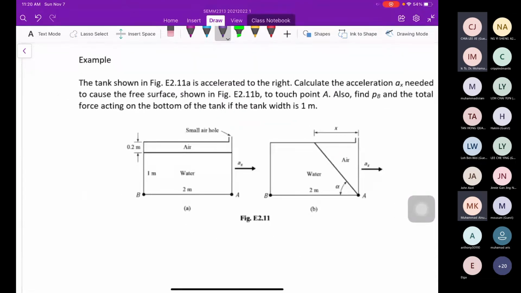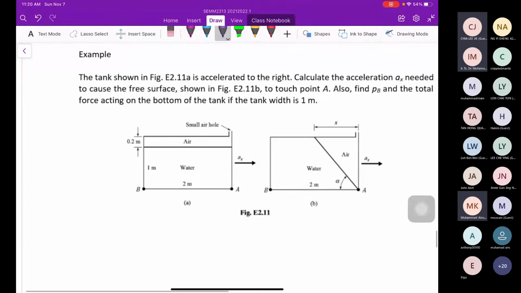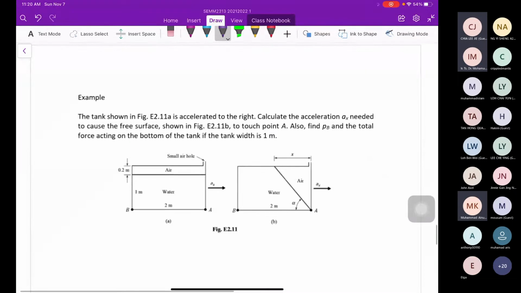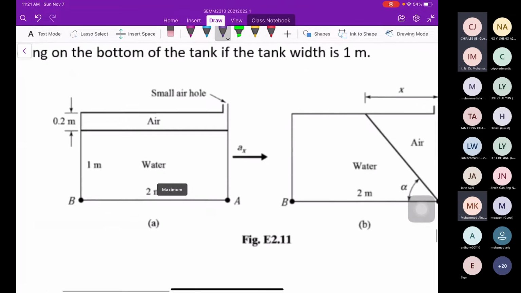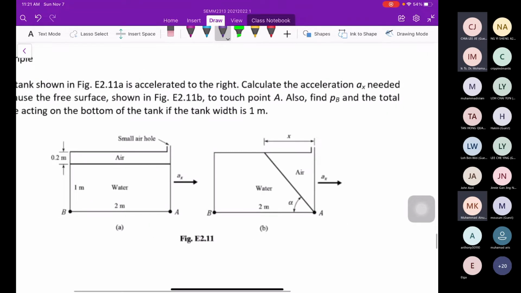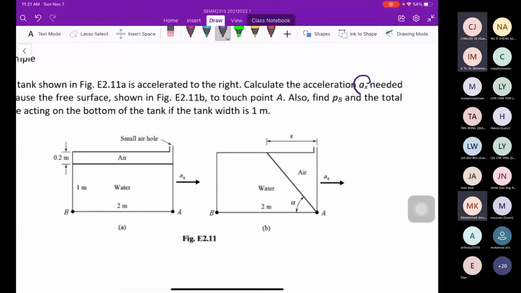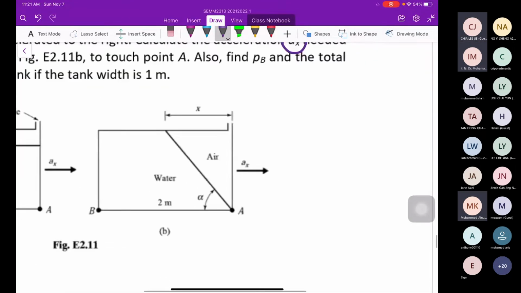Okay, let's take a look at an example. This is the final one. The tank shown in figure E2.2 is accelerating to the right. That means A is initial and B is after acceleration. Calculate the acceleration AX needed to cause the free surface to form like this shape.